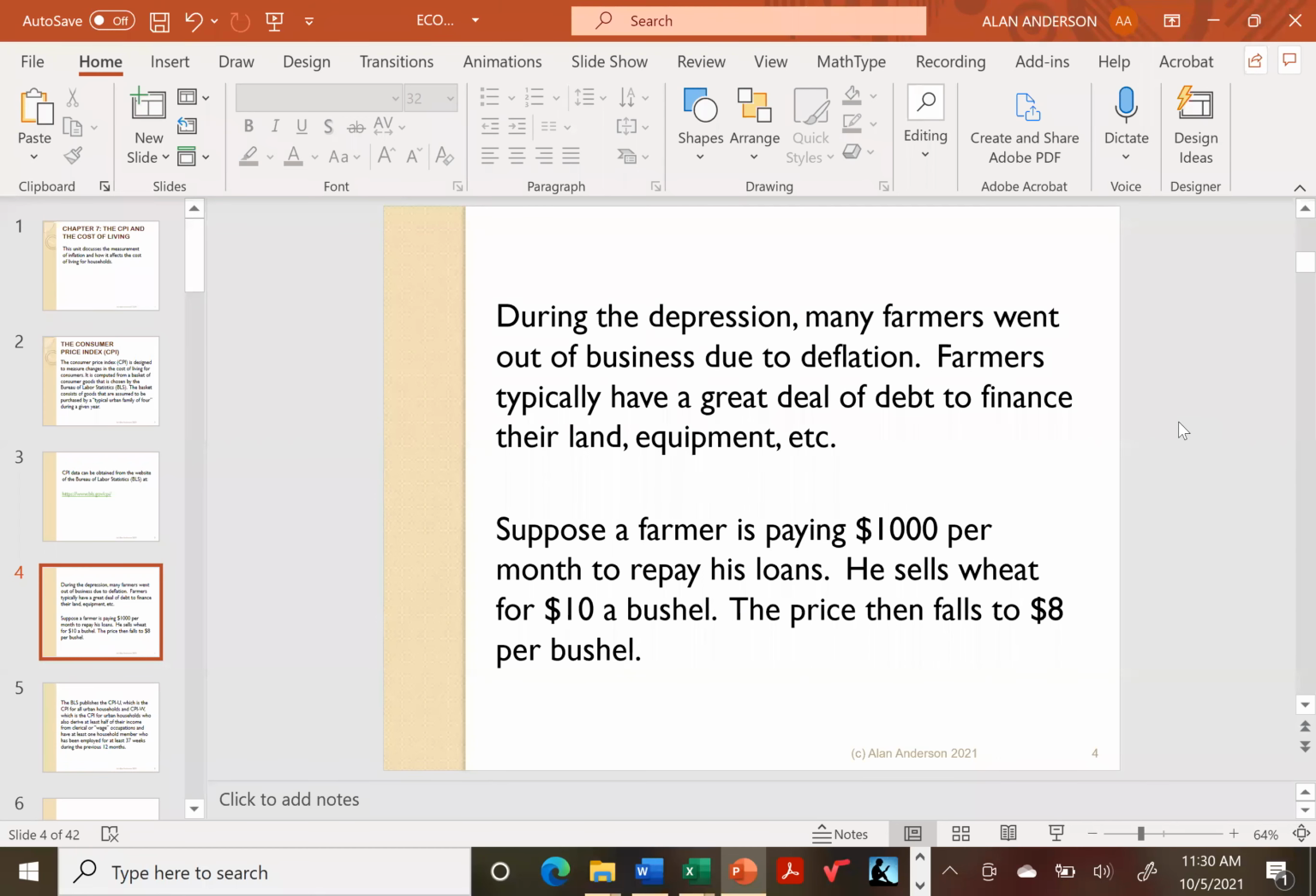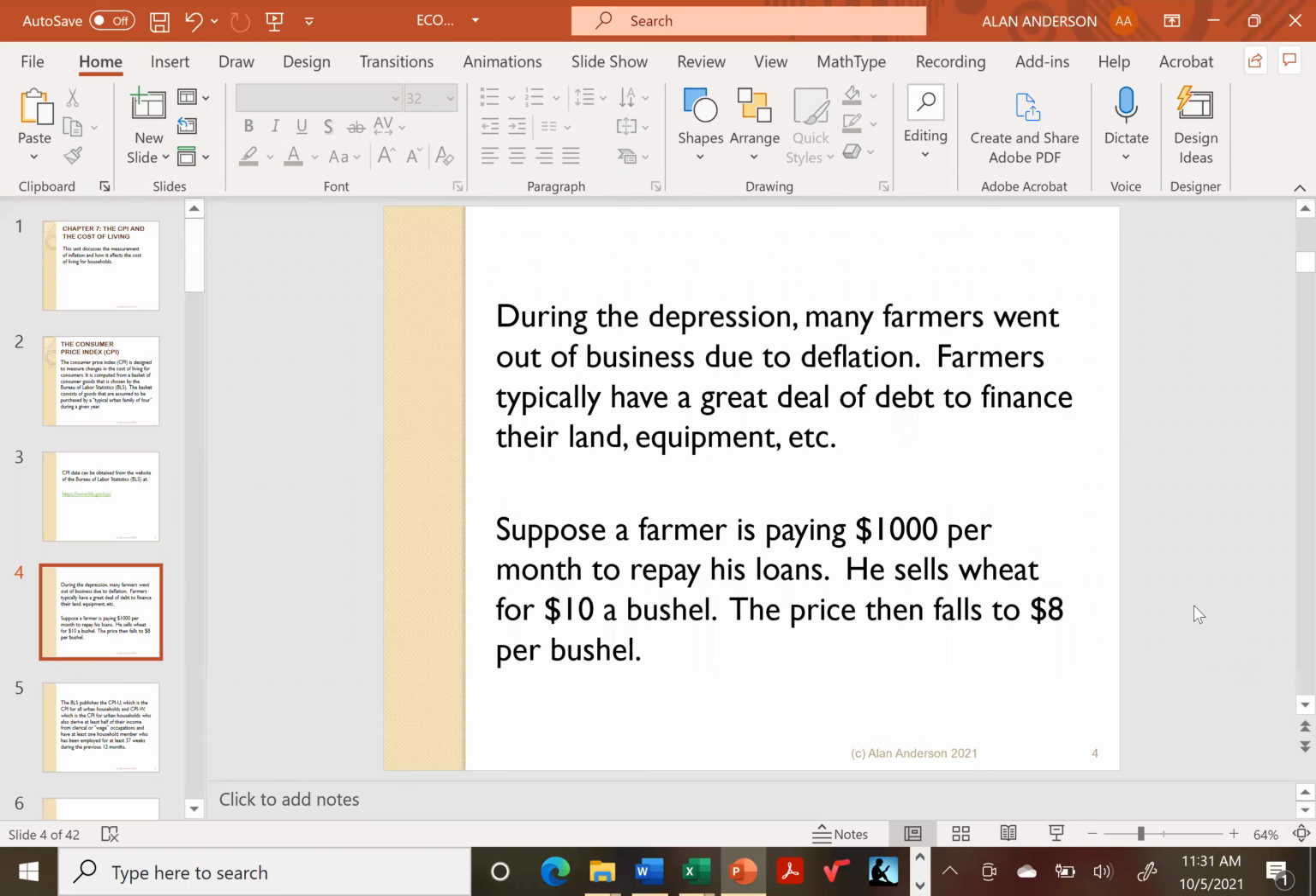Let's say the amount of wheat he can sell is the same, whatever it is, 1,000 bushels a week or whatever. The problem here is that his revenues are going down, but are his expenses going down? Does he have to still pay $1,000 a month? Yes, he owes that money. He's got to pay it back. So he's paying $1,000 a month, but the revenues from his wheat are going down. And eventually the price falls enough, he won't have enough money to pay his debts and he goes bankrupt. And this is what happened. So there's the rub, because your expenses are not changing, but your revenues are falling.